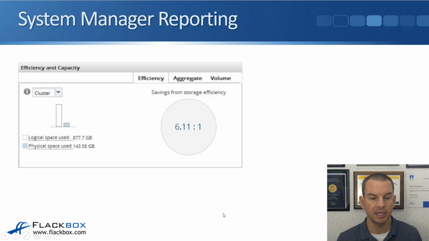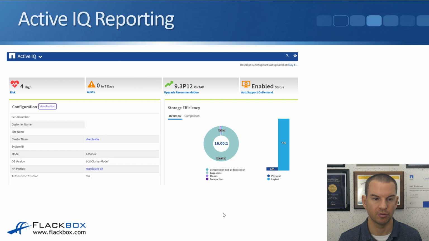6.11 to 1. Here, the logical space used is nearly 900 gigabytes. So as far as the client is concerned, they've got 900 gigabytes worth of data stored. But because we've got deduplication and compression enabled, that's actually only taking up 143 gigabytes of space. The way we've got the ratio is if you multiply 143 times 6.11, that will give you the 877 gigabytes. So it can either be expressed as a ratio or as a percentage. Depending on what report you're looking at, it will be shown as one of those two options.